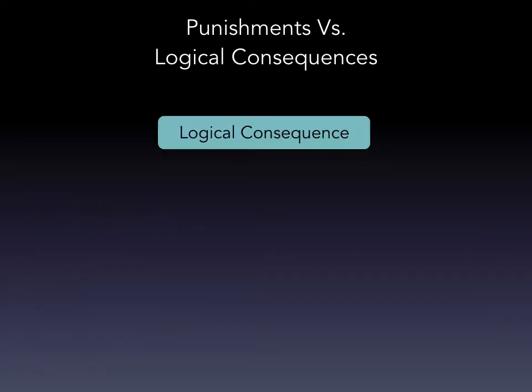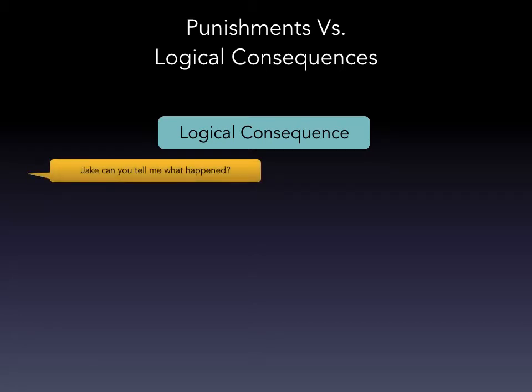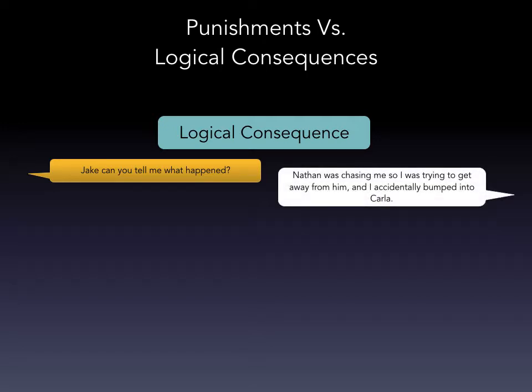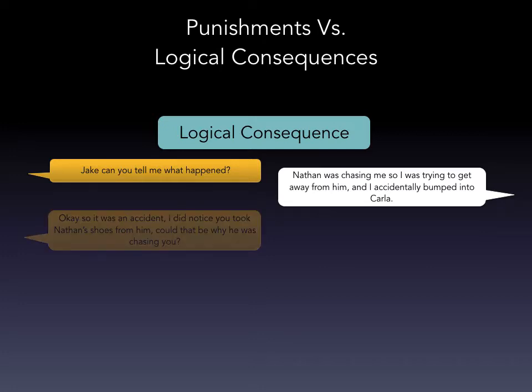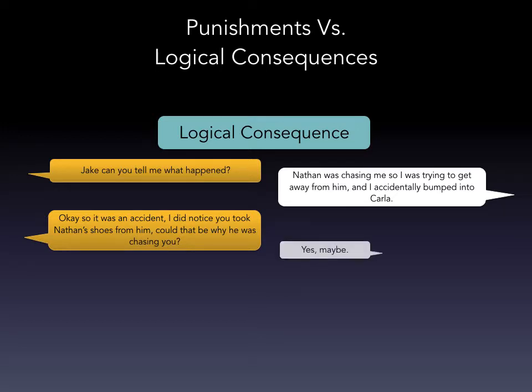While a teacher following the responsibility model would use a logical consequence. She would acknowledge Carla's feelings and then talk to Jake privately, and it could go something like this. "Jake, can you tell me what happened?" "Nathan was chasing me, so I was trying to get away from him, and I accidentally bumped into Carla." "Okay, so it was an accident. I did notice that you did take Nathan's shoes from him. Could that be why he was chasing you?"